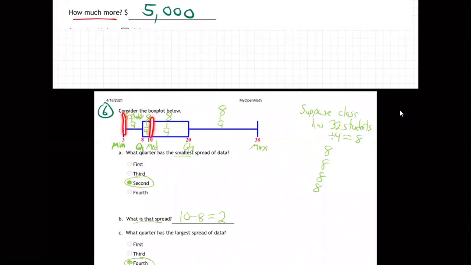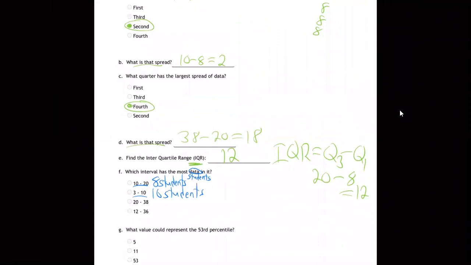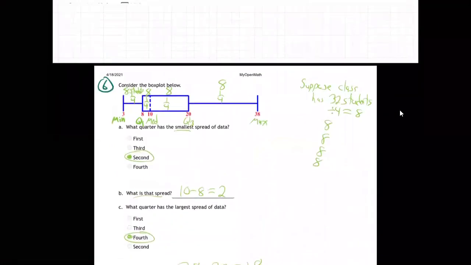Right? From 3 to 10 is half of the whole class. 8 students, 8 students. That's going to be 16 students. That's half of the whole class. So there's certainly more students in that range. And then 20 to 38.